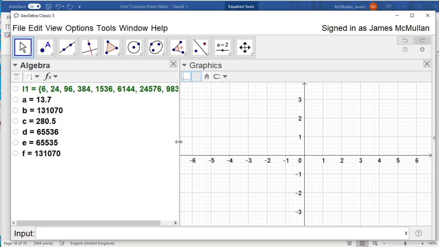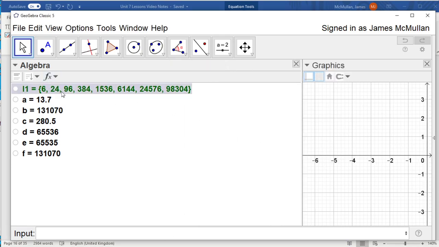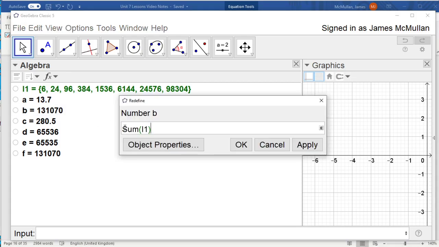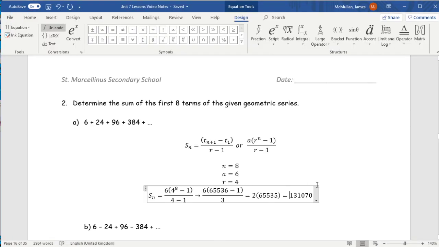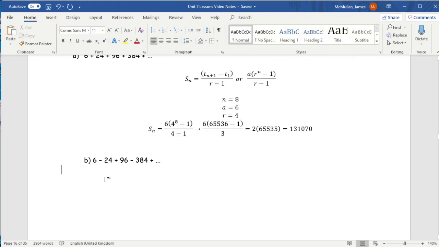Okay, so if you look at all the numbers in the sequence, 6, 24, 96, 384, 1536, and so on, if you add up all those numbers, the sum of all those numbers, you get 131,070, which is exactly what our formula said it should be. Okay, let's try this one.